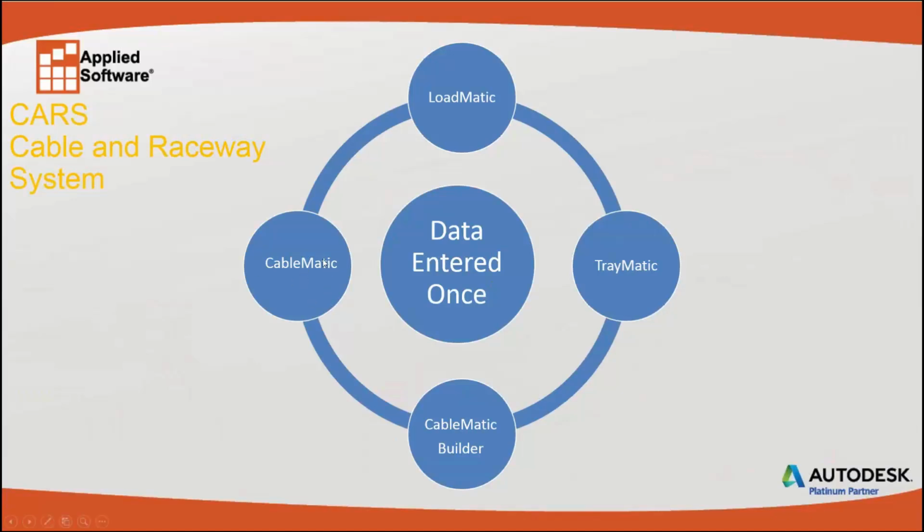So once engineering issues their drawings, and this is going to be the focus of our presentation today, we're going to go into Cablematic Builder. This data that we've generated in the engineering office, we will typically create a bunch of paper deliverables and maybe Excel spreadsheets, and on a really good day we'll get some electronic files.